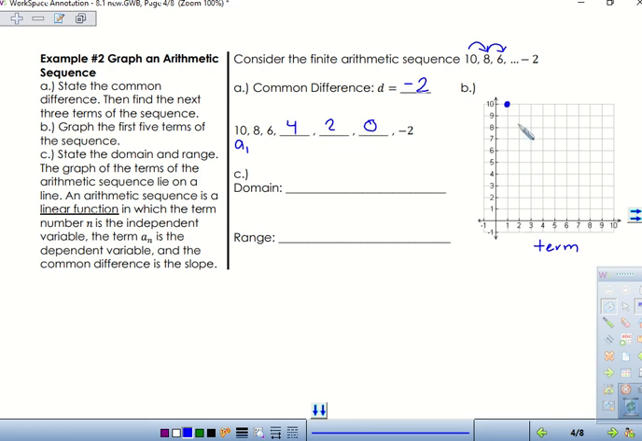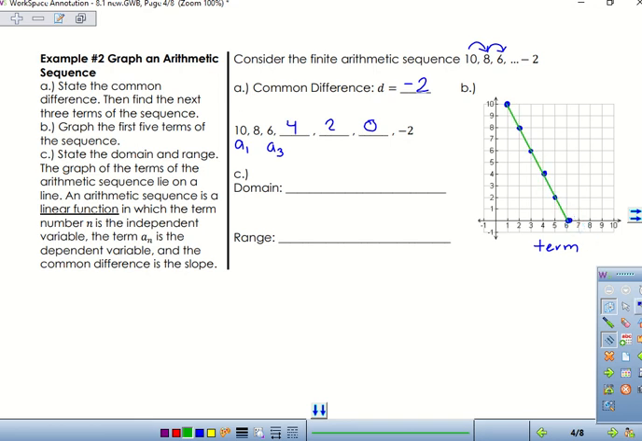And at 2, we're at 8. And then the third term is 6. The fourth term is 4. The fifth term is 2. And the sixth term is 0. Now we can't keep going because our graph doesn't particularly go into the negatives, right? But that's okay. So that's what we have thus far. You can connect this.